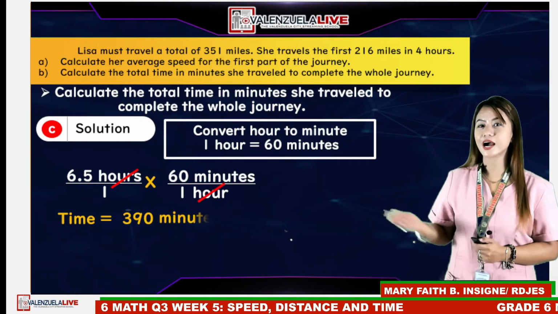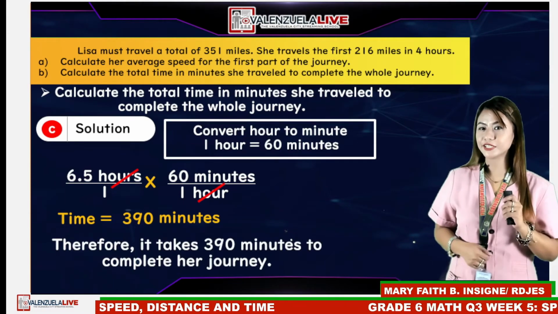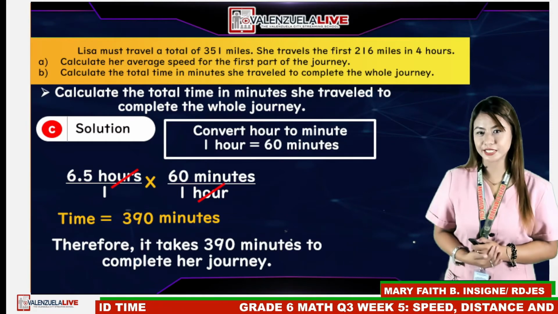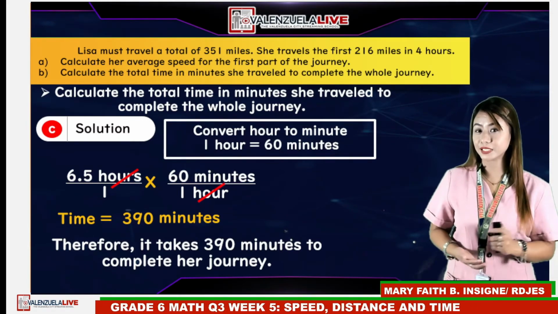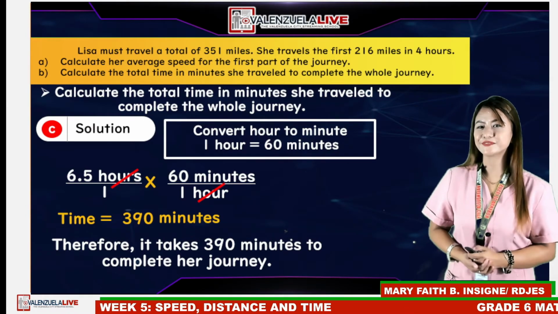Very good. So we have 390 minutes. Therefore, it takes 390 minutes to complete her journey. Now, do you understand how to solve the speed, distance, and time? Excellent job, grade 6 learners.